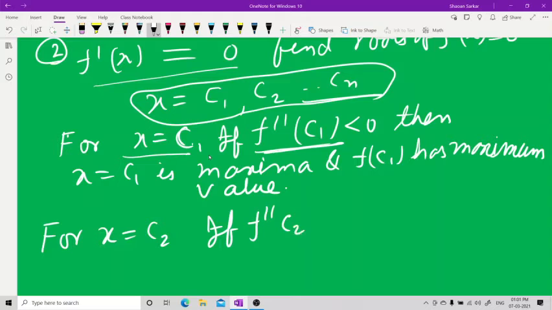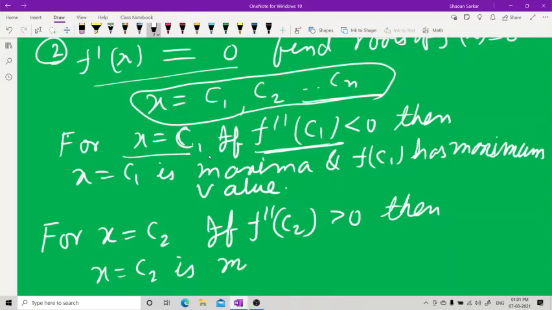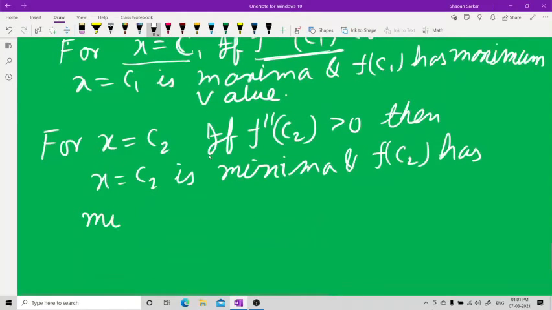And for some other root, say x equal to c2, if f double dash c2 is greater than 0, then x equal to c2 is a minima, and f(c2) has minimum value. Let us take a small little example and then do it. See, you have this. Take this example.